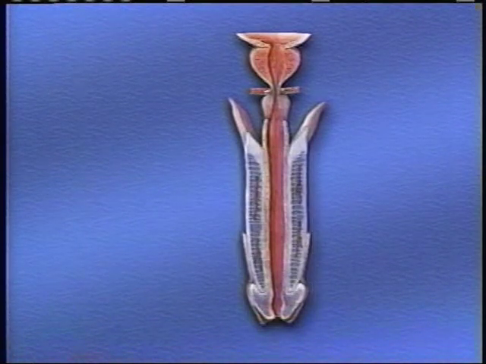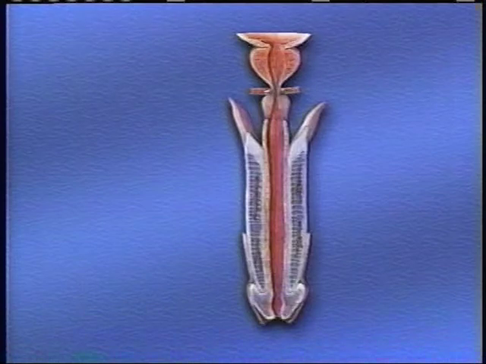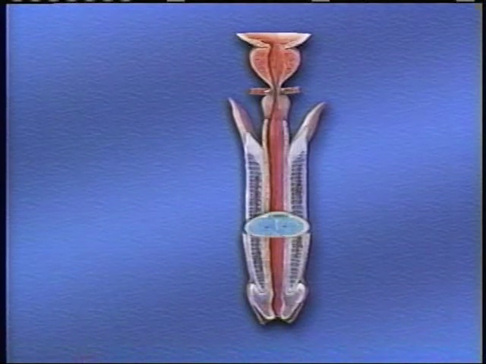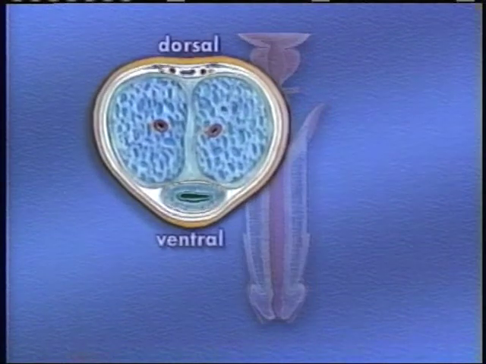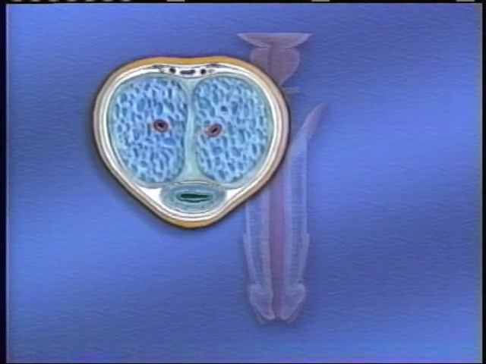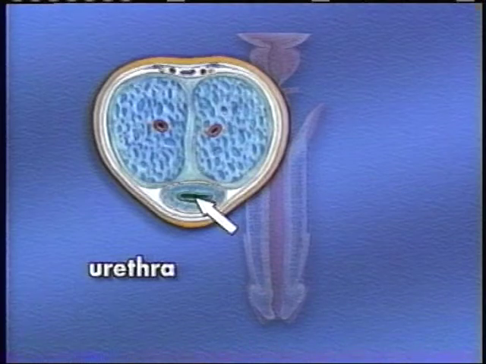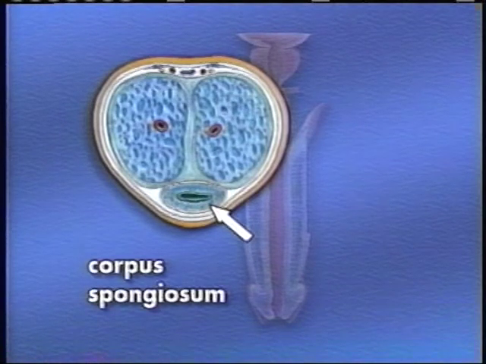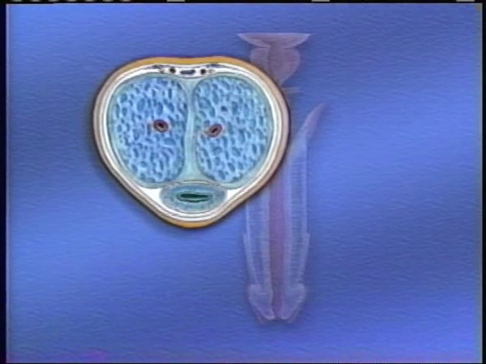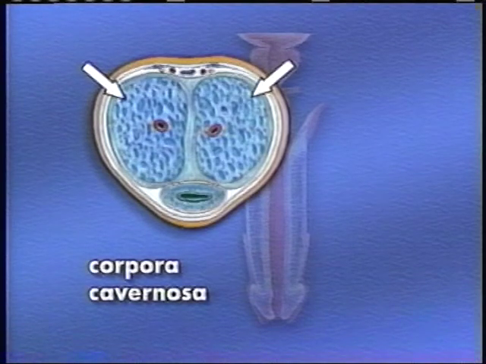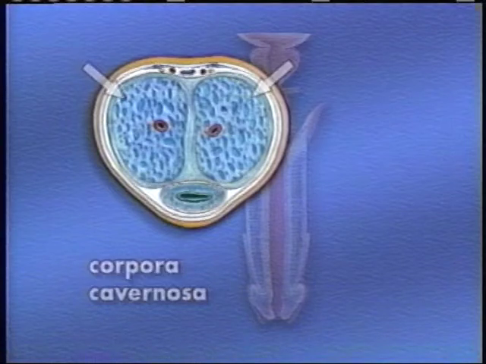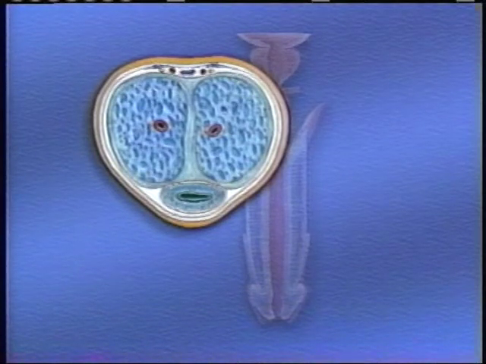To get a better understanding of the anatomical relationships of the erectile tissue, we will view a cross-section of the penis. The urethra is surrounded by the corpus spongiosum. The paired corpora cavernosa are situated dorsally. Notice that the corpora cavernosa make up the bulk of the penis. The erectile tissue is highly vascularized and becomes engorged with blood during sexual excitement.